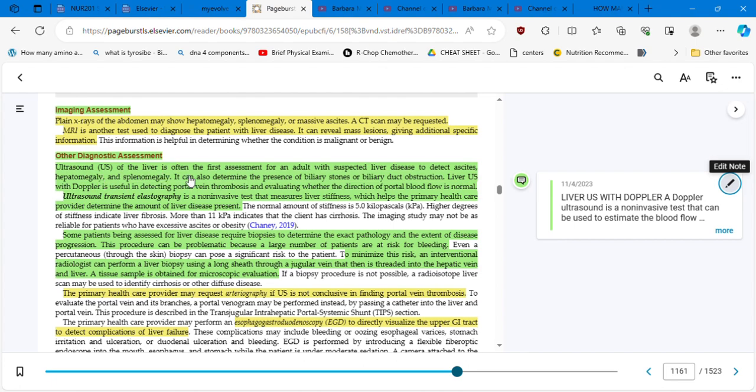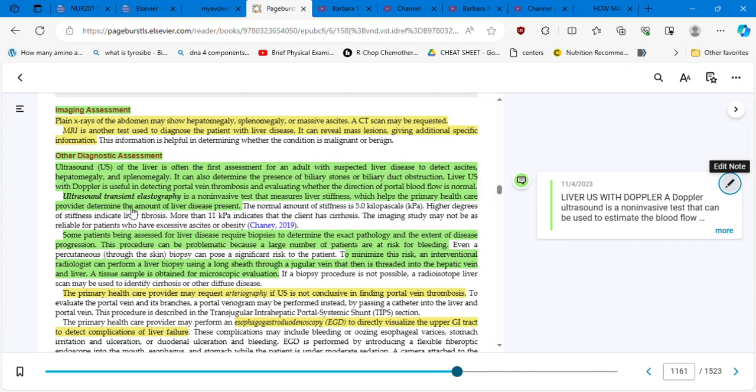The ultrasound is usually the first assessment for this type of condition, and the liver ultrasound with Doppler is used in detecting portal vein thrombosis. That's why they want to see how the blood is moving and evaluate whether the direction of portal blood flow is normal.